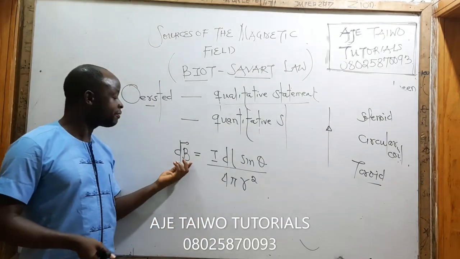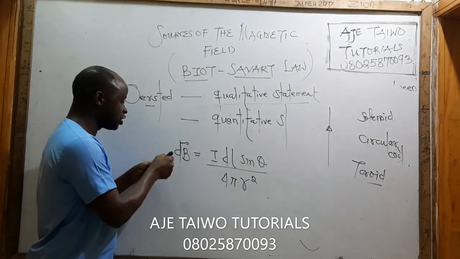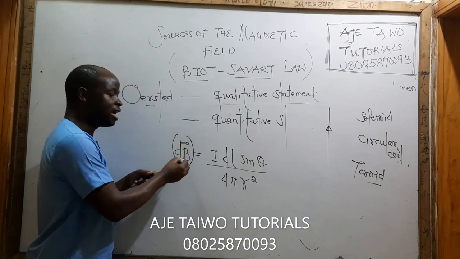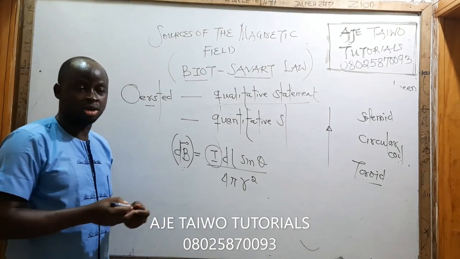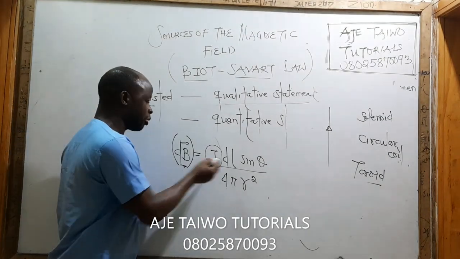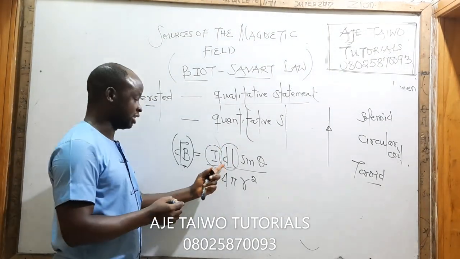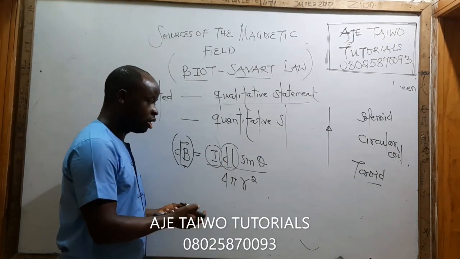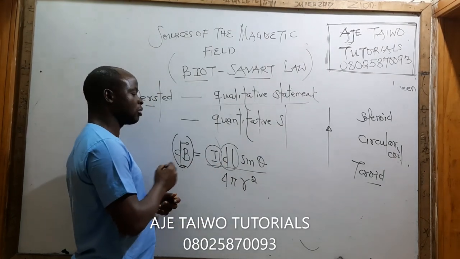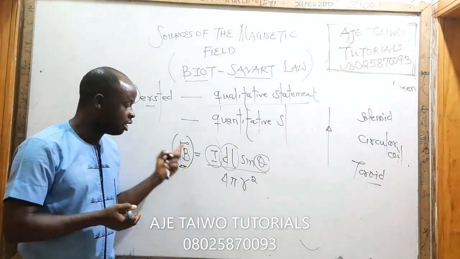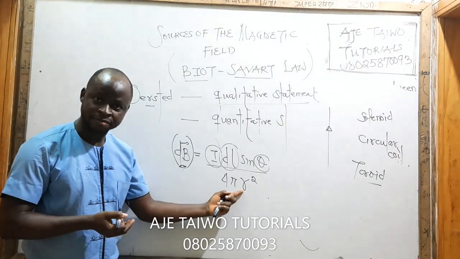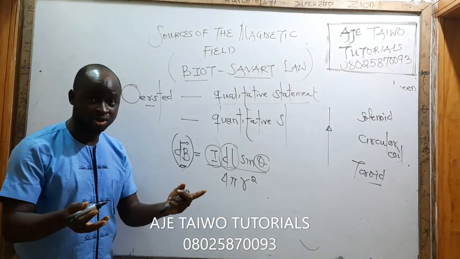The magnitude of the field created by a current carrying conductor is directly proportional to the current, directly proportional to the length dl, directly proportional to sine theta, and inversely proportional to r squared, to the square of r. What does r stand for?